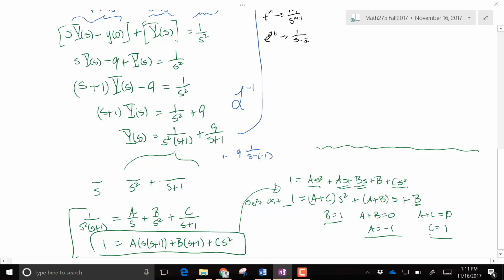So then we can put a -1, b 1, and c 1. And then if we include this other one here, we have a 9. Hey, we can combine this to 10, right?